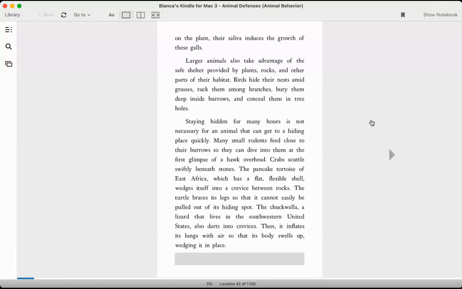Many small rodents feed close to their burrows so they can dive into them at the first glimpse of a hawk overhead. Crabs scuttle swiftly beneath stones. The pancake tortoise of East Africa, which has a flat, flexible shell, wedges itself into a crevice between rocks. The tortoise braces its legs so that it cannot easily be pulled out of its hiding spot.